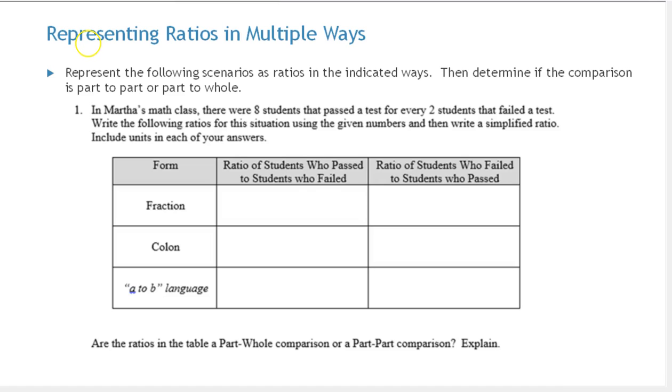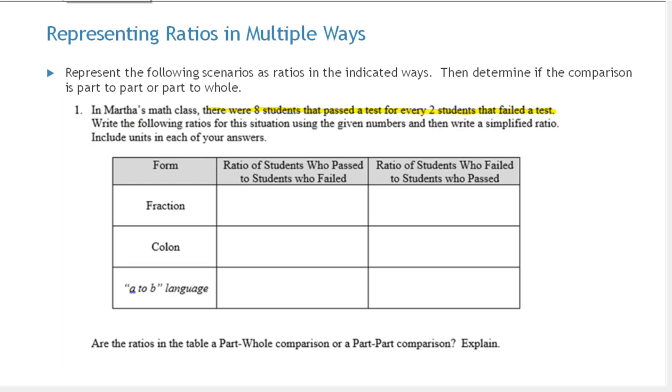In this video, we're going to learn to represent ratios in multiple ways. Represent the following scenarios as ratios in the indicated ways, then determine if the comparison is part to part or part to whole. So let's read through the problem and highlight important information. In Martha's math class, there were 8 students that passed a test for every 2 students that failed a test. Write the following ratios for the situation using the given numbers, and then write a simplified ratio.